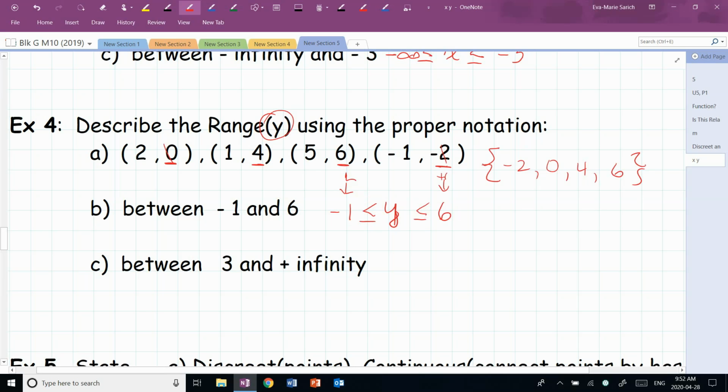Again, the y value, because we're talking about range here, this is the lowest value and this is the highest value. So positive infinity is the highest value and 3 is the lowest value. So y is going to be less than or equal to the highest, greater than or equal to the lowest.